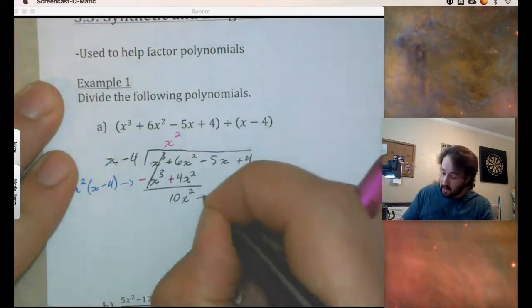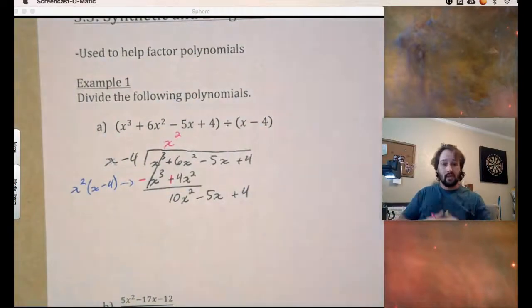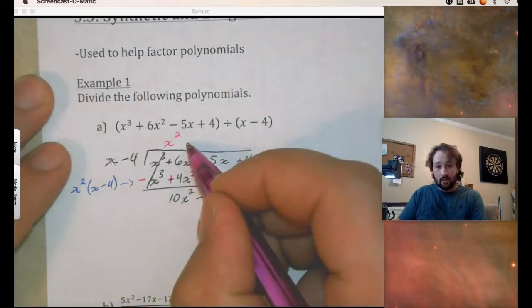So I'm going to copy down the negative 5x and the plus 4. So now we complete the process again. It's really just that process over and over and over. So I need to determine what goes up top.